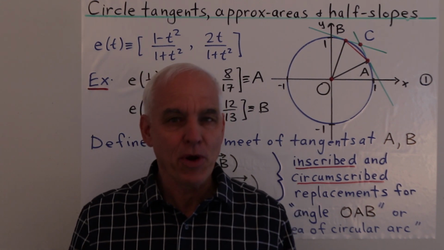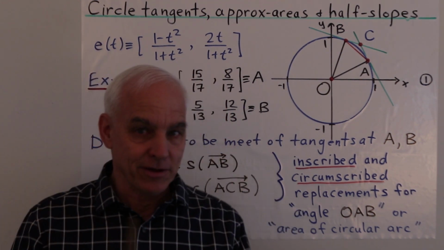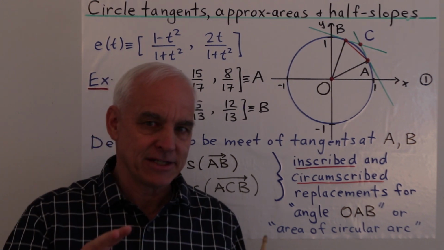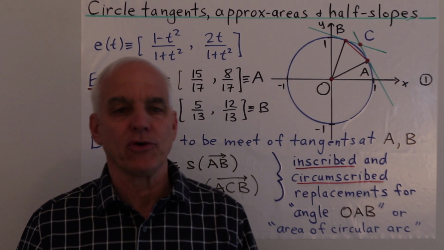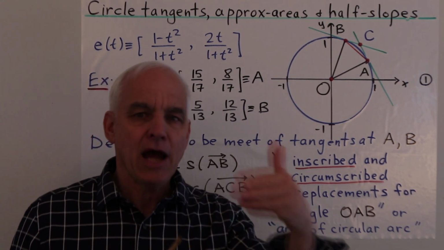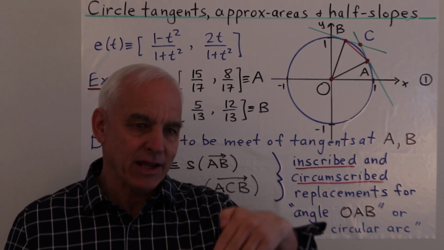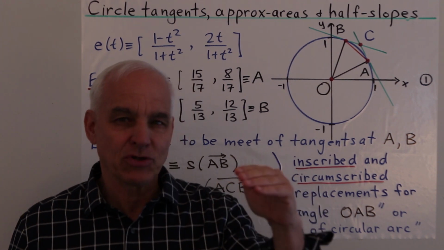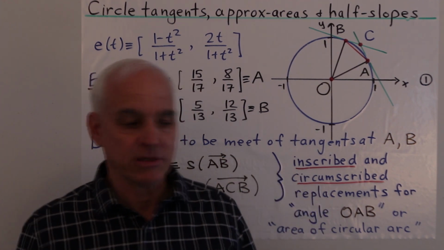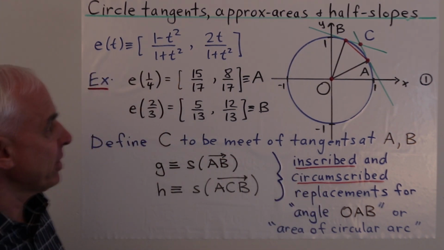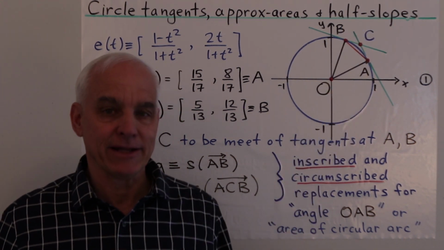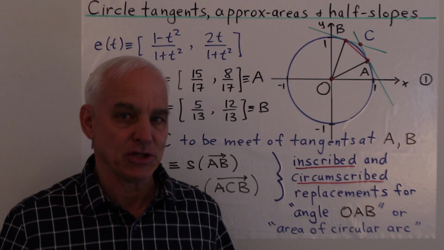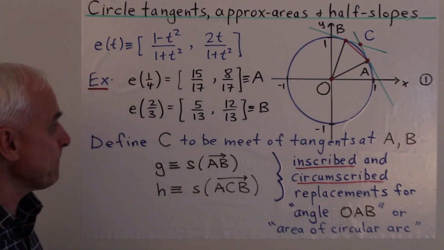In today's video we're going to be looking at the circle and trying to get at this ephemeral notion of the area of part of a circle, along the lines of Archimedes' thinking of looking at inscribed and circumscribed polygonal approximations. Along the way we're going to introduce a very important notion called the half slope, which will figure prominently in our further investigations of applications of calculus.